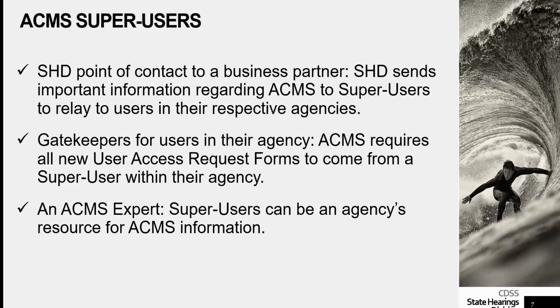Our super users are also our ACMS experts within your organization, and they're your first line of defense if you have any questions regarding ACMS. Of course, you're always welcome to contact the ACMS support team here at State Hearings, and we are always happy to help you. If you don't know who your super user is, just send an email to acms@dss.ca.gov and we can look that up and let you know who that is. If you don't have a super user and you're the first person from your organization making contact with us, you're probably going to be the super user. Don't worry, you don't have any extra work with the exception of relaying those important messages to other users in your agency.